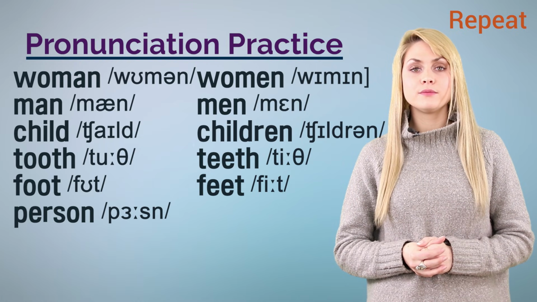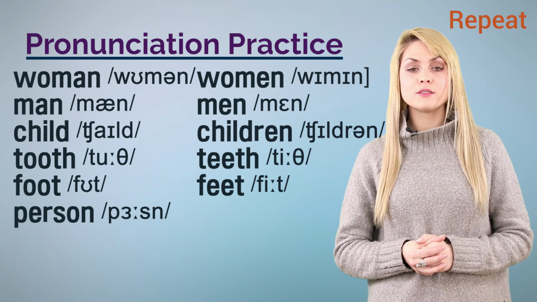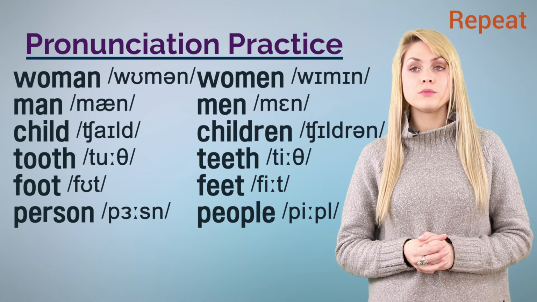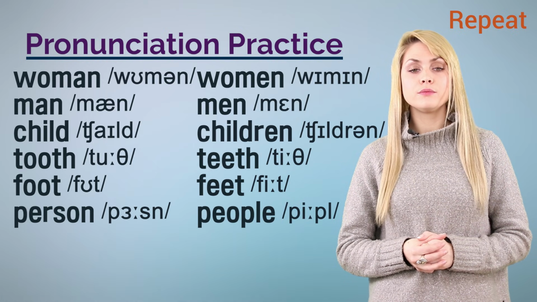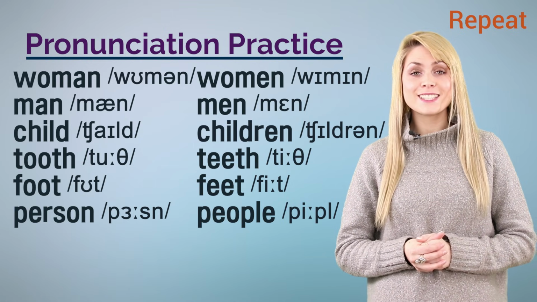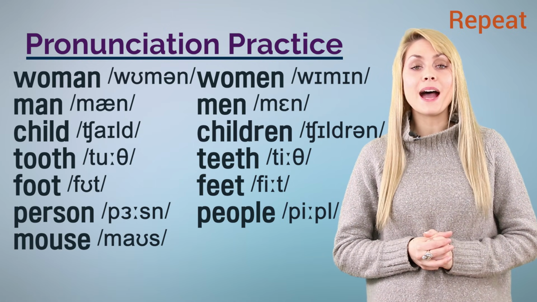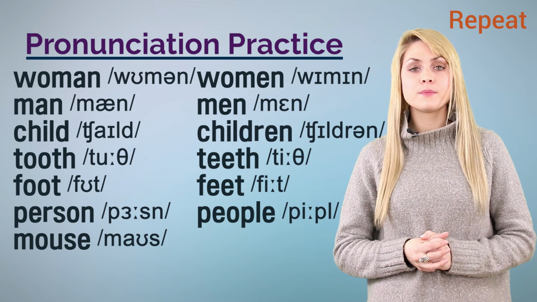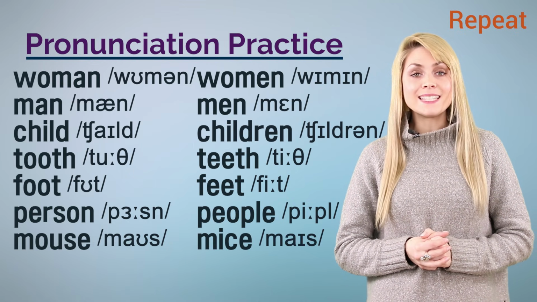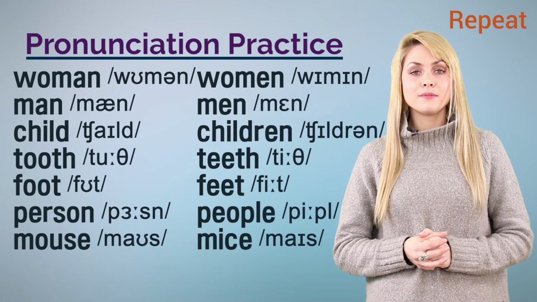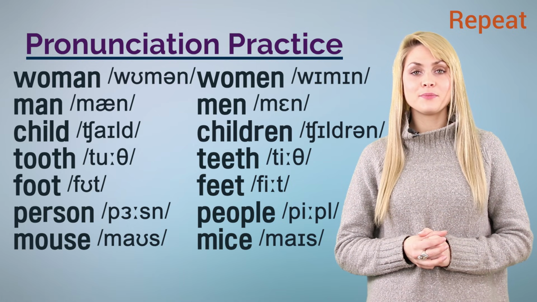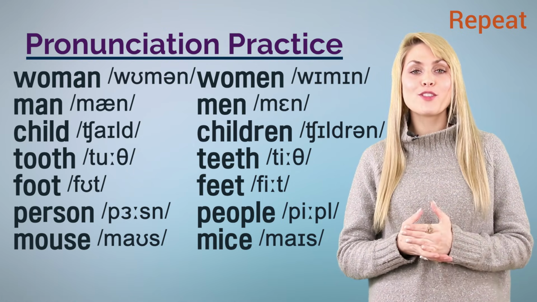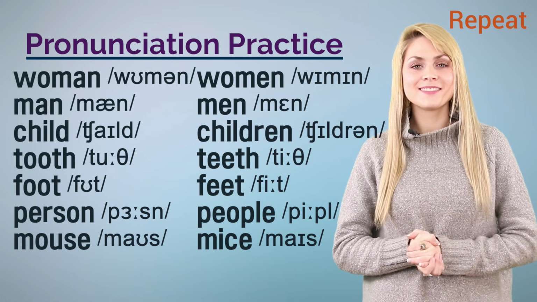Person, person. People, people. Very good, guys. And the last one, mouse, mouse. Mice, mice. Excellent, guys. Let's now move on to other irregular plural forms.